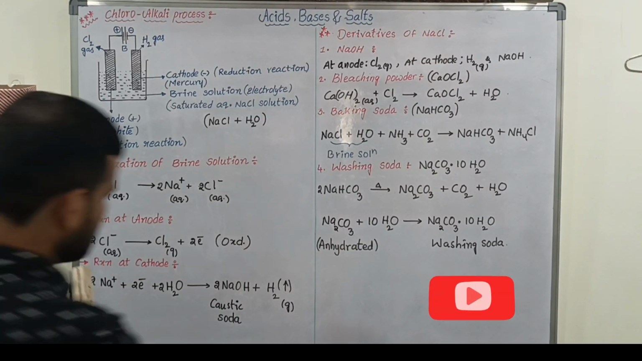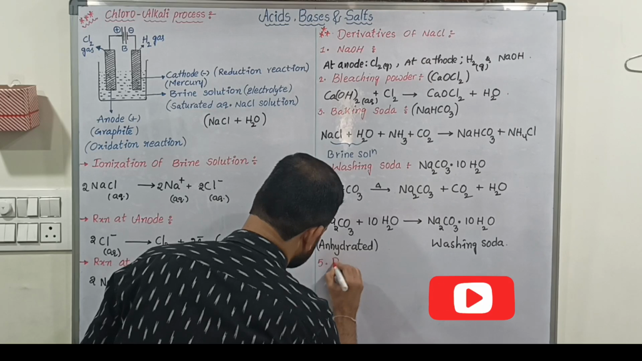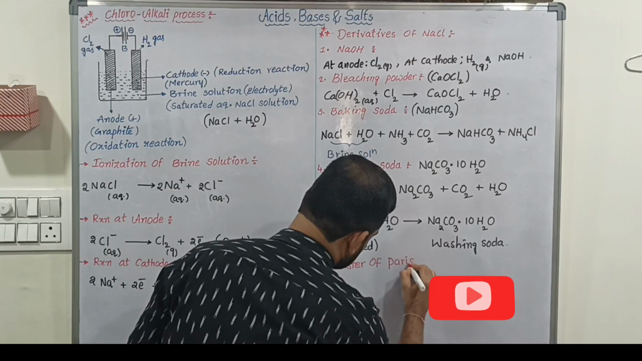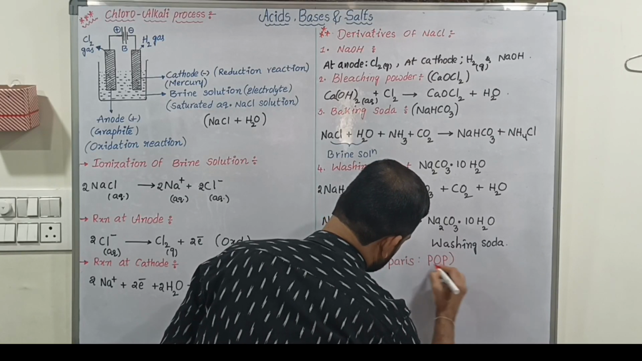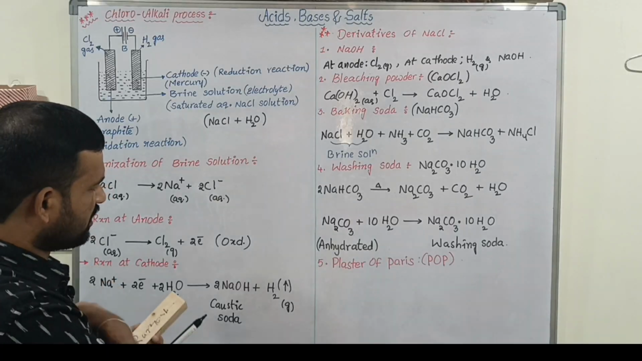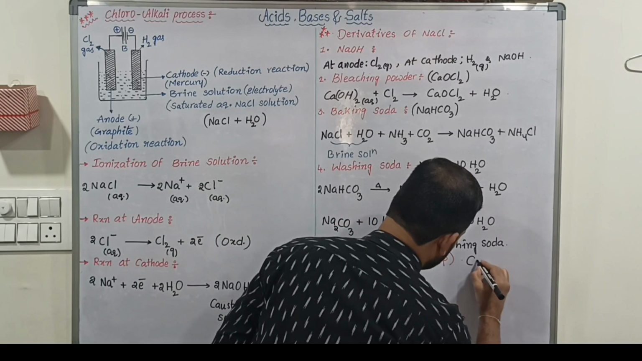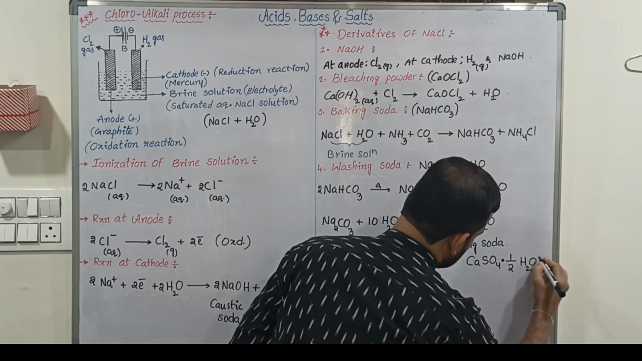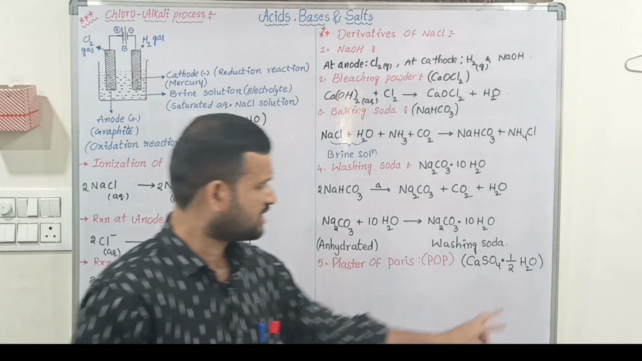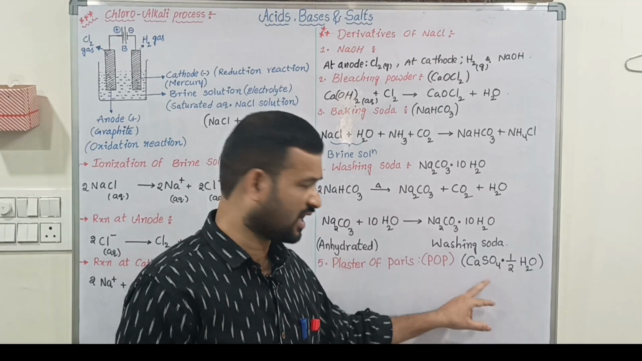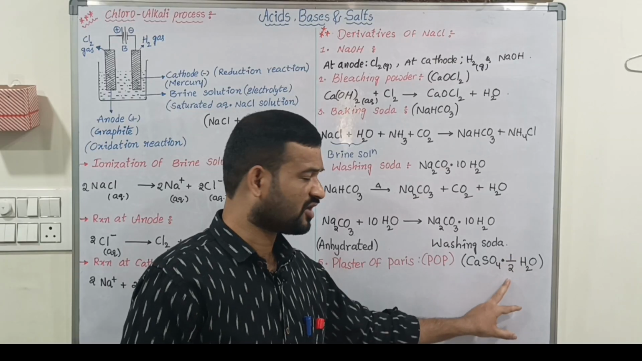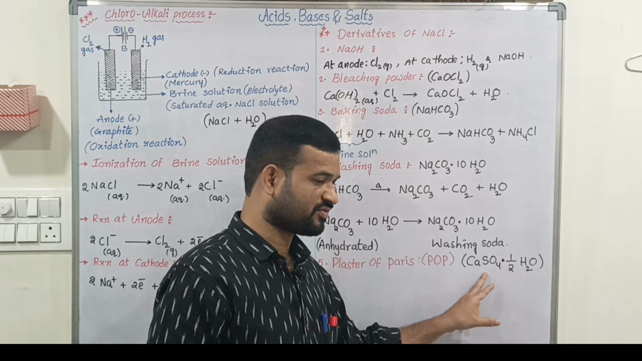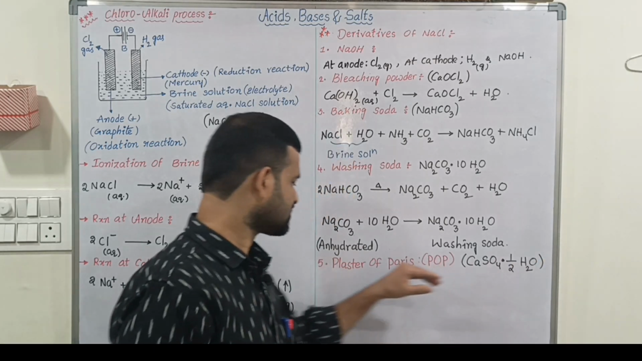The fifth one is plaster of Paris, also called POP. Its molecular formula is CaSO4.1/2H2O. Its chemical name is hemihydrated calcium sulfate or semi-hydrated calcium sulfate, hemi, H-E-M-I, or semi, S-E-M-I. Hemihydrated calcium sulfate or semi-hydrated calcium sulfate is called plaster of Paris.